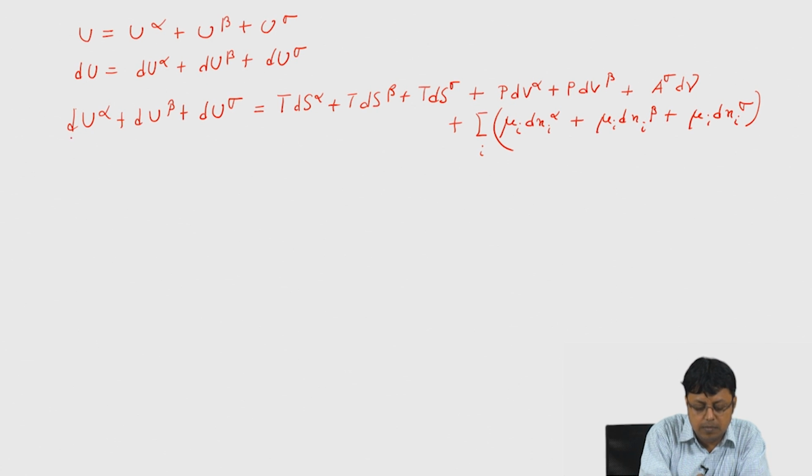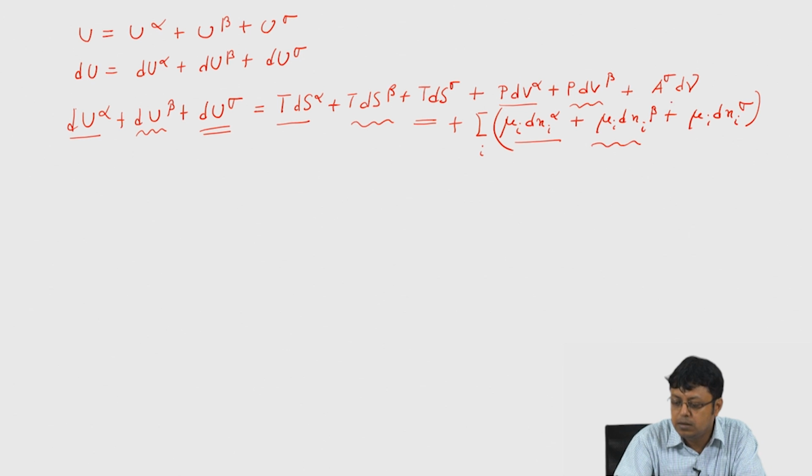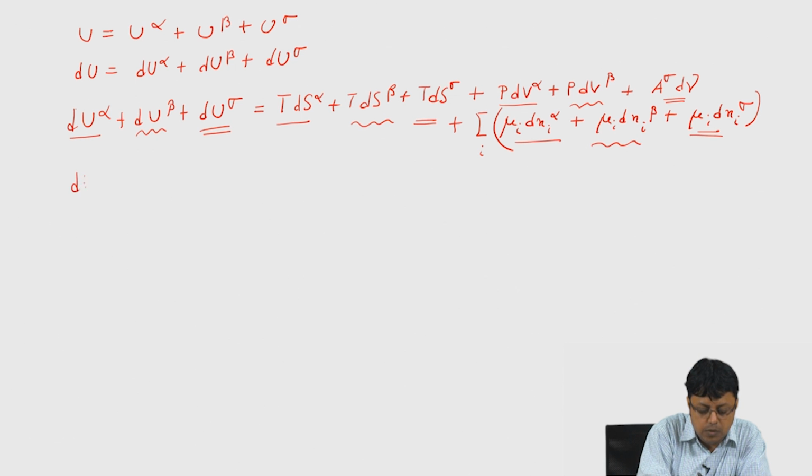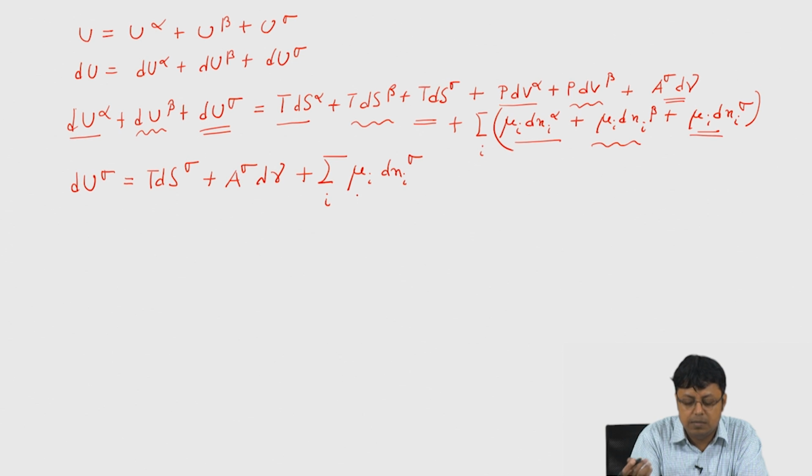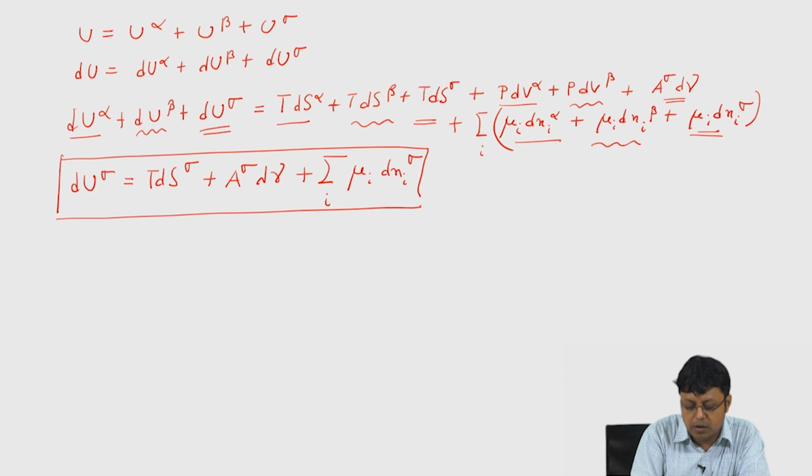So, now we can just equate term by term. We will get one equation for the alpha phase, one equation for the beta phase, and one equation for the sigma phase, and we are only interested in the equation for the sigma phase because we are only considering the thermodynamics of interfaces. So, we can write that dU sigma is nothing but TdS sigma plus A sigma d gamma, remember that there is no PdV term for the surface, plus the sum over i of mu i dn i sigma, because the mu i's are equal. So, I am not writing mu i sigma or mu i alpha or mu i beta.